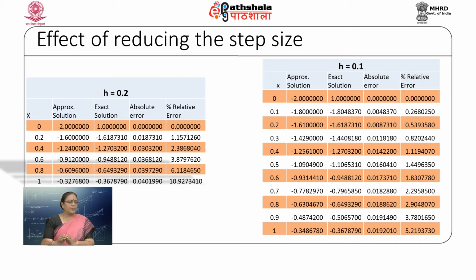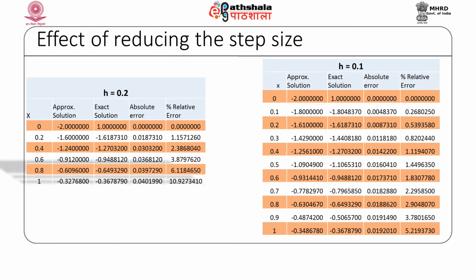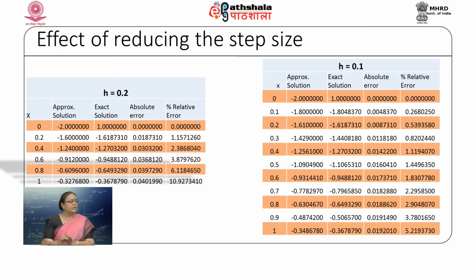So, we expect that the absolute error should decrease and it should result in decreasing of percentage relative error also, and that is what happens. At x equal to 1, absolute error has become 0.019210 and percentage relative error has decreased to 5.21. It has almost become half, from 11% to 5.2% by reducing the step size to half.